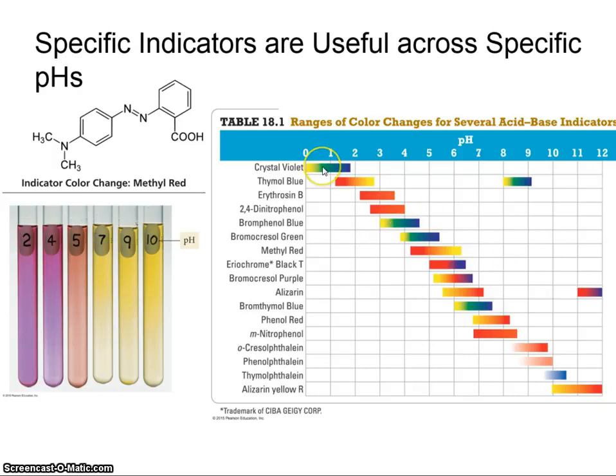Different indicators have different ranges over which they are effective. Right, so if your weak acid, say, is going to have an equivalence pH of around 3, erythrosine B might be an indicator for you to use. Right? It's going to be colorless, and then red, and then colorless again. And some indicators have more than one color range, like thymol blue here. It's going to go red and then yellow, and then it's going to go from yellow to blue again. And so depending on what your titration is, you're going to have different indicators to choose from.